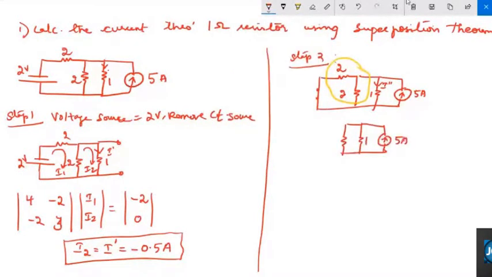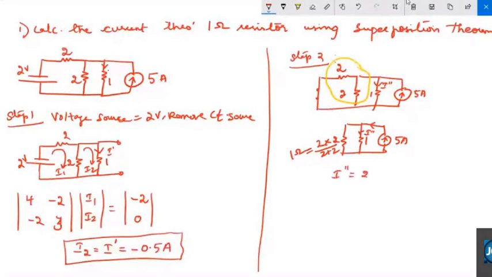What is the answer? 2 into 2 in parallel, so 2 times 2 over 2 plus 2, which is equal to 1 ohm. Now if this is the 5 ampere current, what will be the current in the 1 ohm? Both branches are 1 ohm and 1 ohm, which are equal, so the current will equally divide. So I double dash is 2.5 ampere. Your source is 5 ampere and both the branches have 1 ohm, so the current will equally divide between those branches.